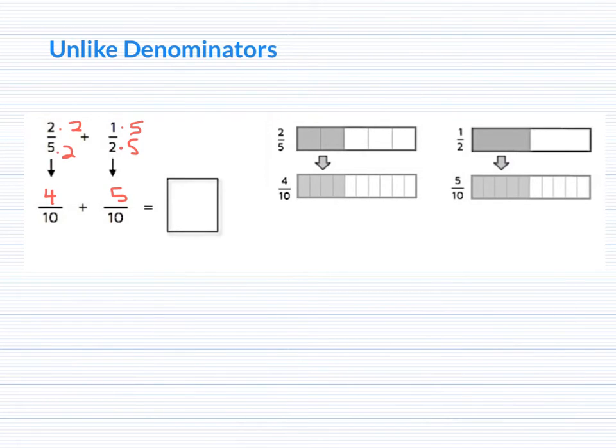So I have 4/10 plus 5/10 now, and now this is just like the problems we just did. I have 9/10 as my answer. And we can see over here in our diagram, I have 4/10 in this, and I have 5/10 over here, so that gives me 9 pieces that are all the same size, 9/10.